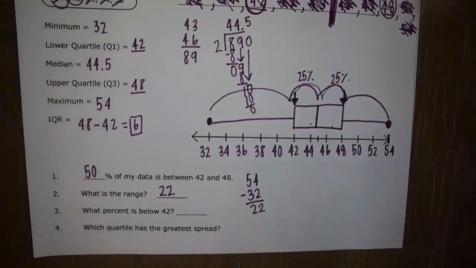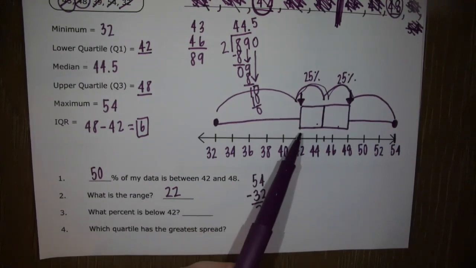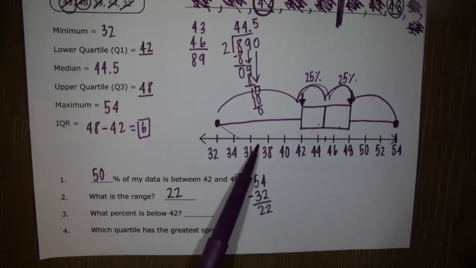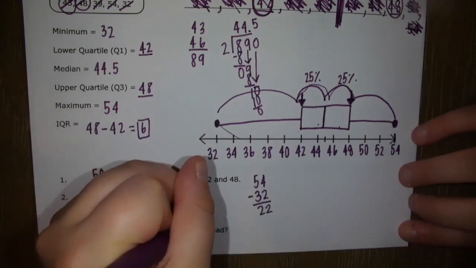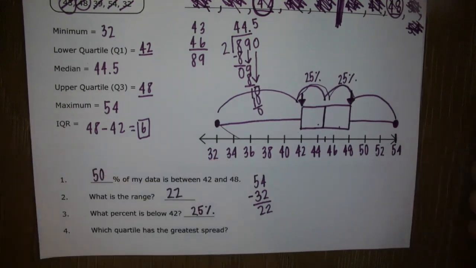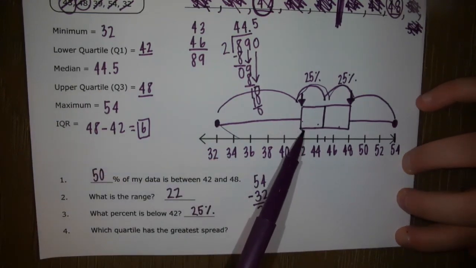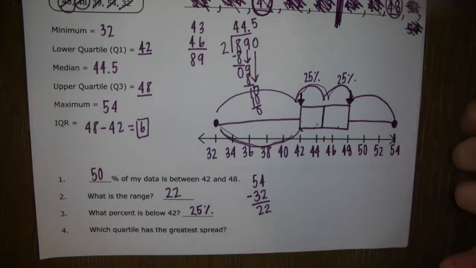Next, what percent is below 42? So I've got to find what percent of my data is below 42. Well, looking at that, only one section is there. What's one section worth? 25%. So 25% of my data is below 42. 42 is at your first quartile. This is just one section, 25%.